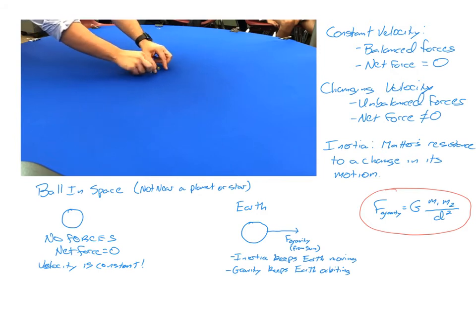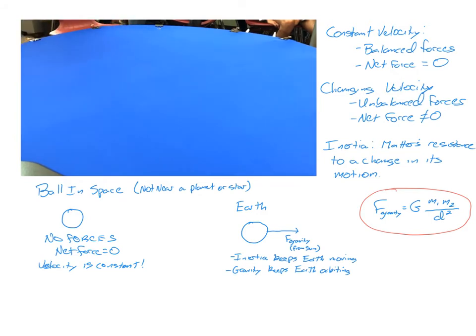And this is not a perfect model because we have something here that we don't have in space. What other force is acting against motion, besides gravity? Friction. So we have friction from the fabric, but we wouldn't have that in space. So again, not a perfect model, but it's close.